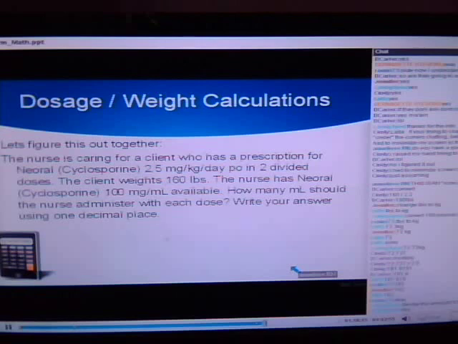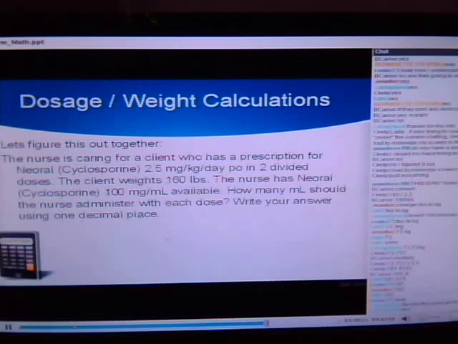We give him 182 milligrams. Divide it in half, and what do you come up with? Is that what you did? 1.82 daily, correct. You have the right idea. 1.82 daily, okay? That's how much we have to give this client.